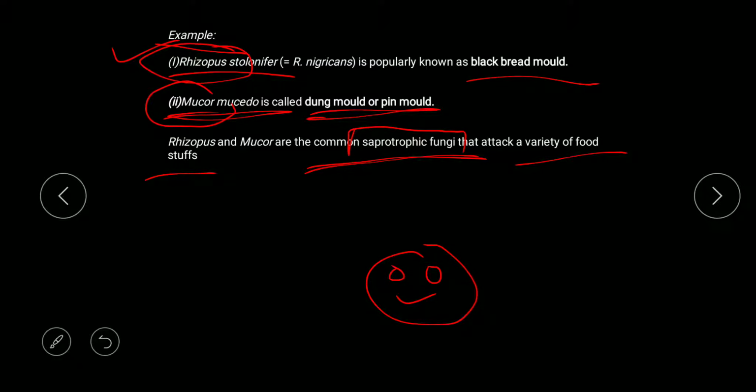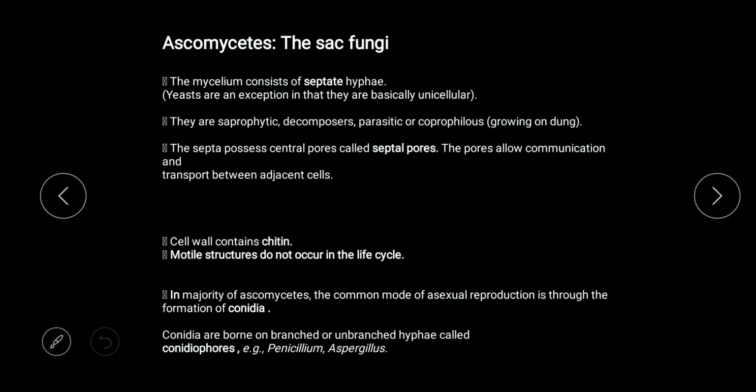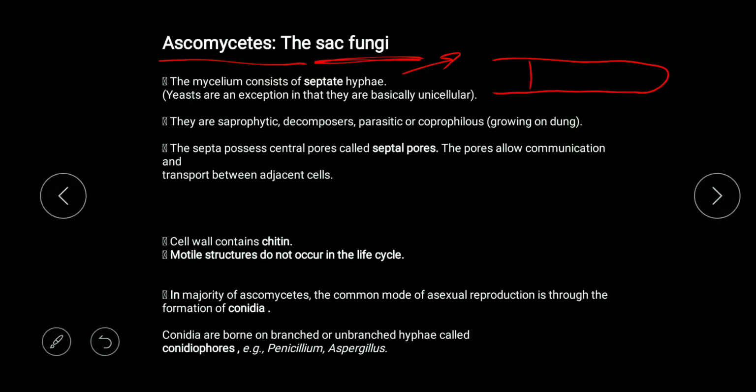Now, next we talk about a new concept, a new class, that is Ascomycetes. These Ascomycetes are known as sac fungi. In Ascomycetes, the mycelium consists of septate hyphae. Means when we study their mycelium, they have septa or cross walls, and due to the presence of septa or cross walls, they become uninucleated.